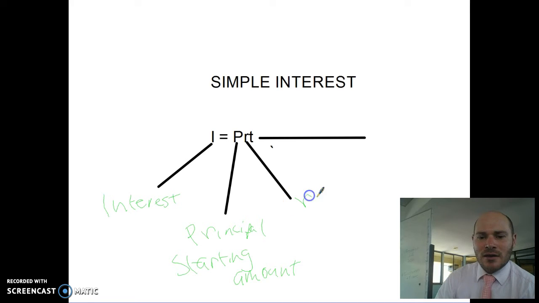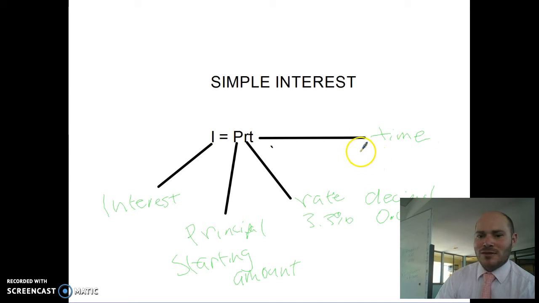The R is obviously going to stand for rate. Now we have to write that as a decimal. So for example, if you've been given 3.3%, you need to jump your decimal place 2 places to the left. So you would actually write that in as 0.033, and T is going to stand for time.